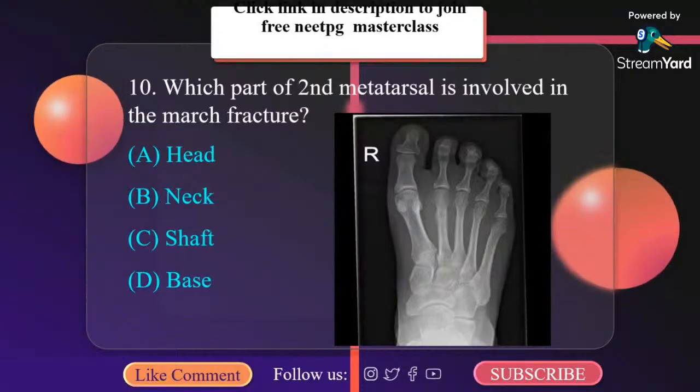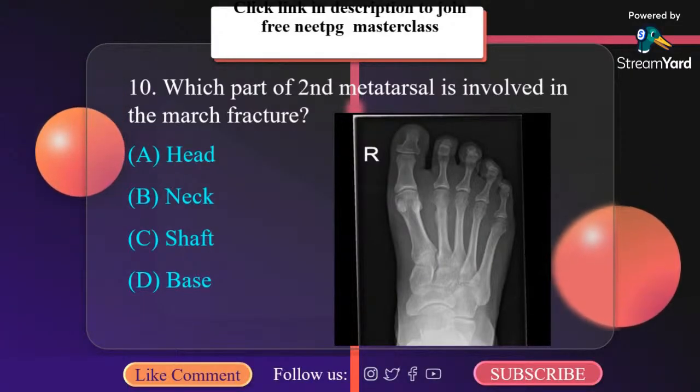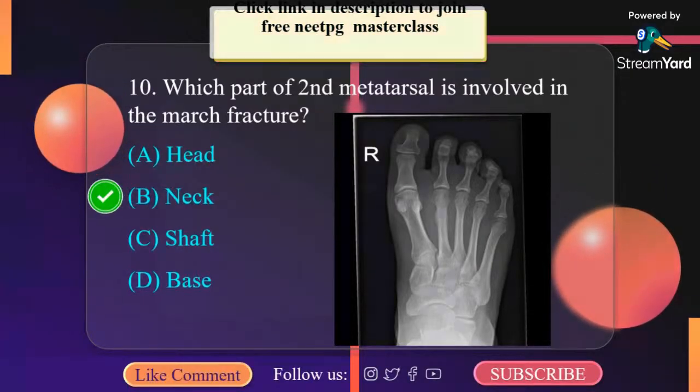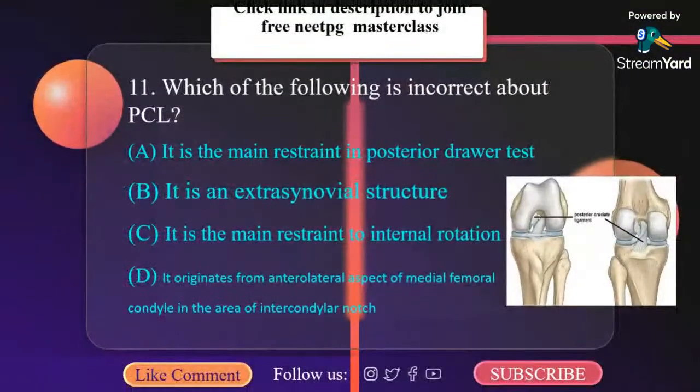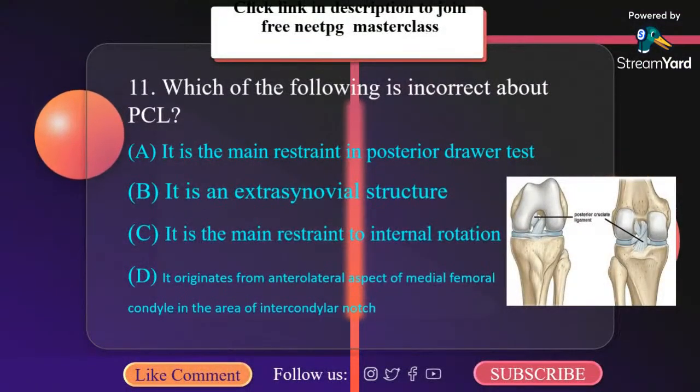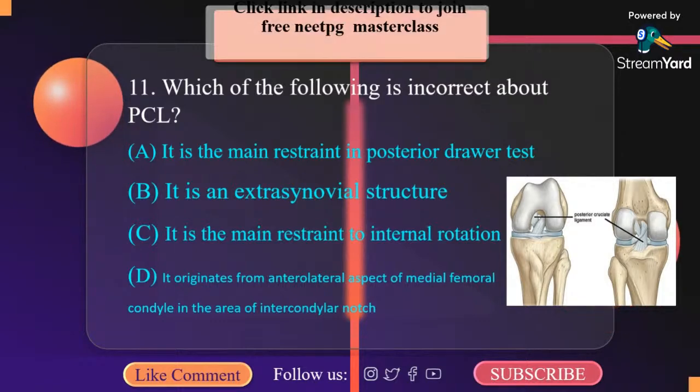Which part of the second metatarsal is involved in March fracture? Head, neck, shaft. It is the neck that is involved. Which of the following is incorrect about PCL? It is a main restraint to internal rotation. It is incorrect.